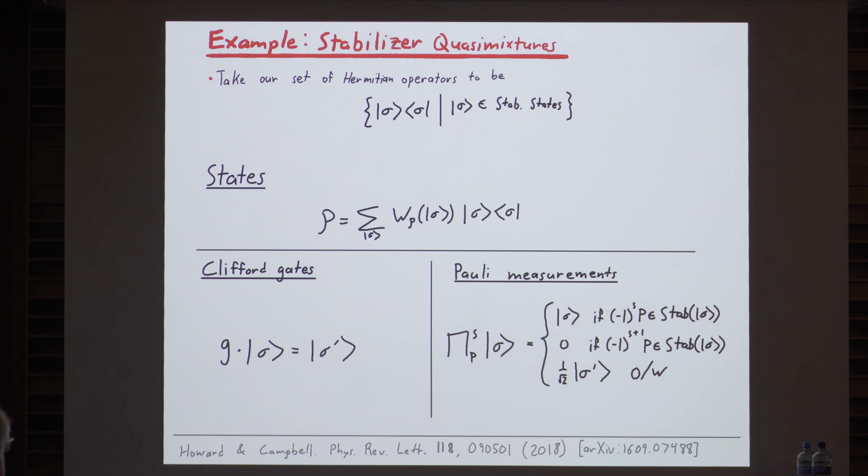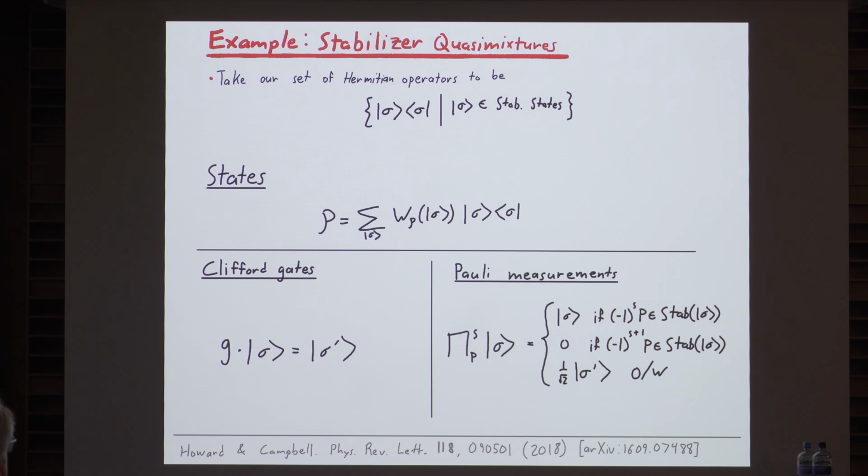And then standard stabilizer formalism stuff. If you apply a Clifford gate to a stabilizer state, you get another stabilizer state. And if you do a Pauli measurement, we know how that works. You get this probabilistic thing, depending on whether the Pauli operator you're measuring is in the stabilizer group of the stabilizer state. And so this gives us a classical simulation algorithm for quantum computations that applies to, let's see.